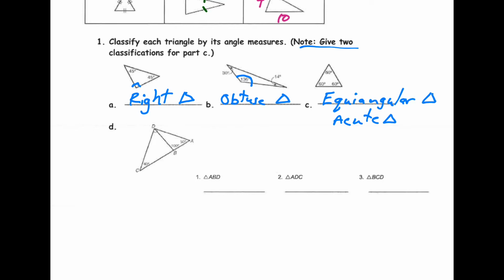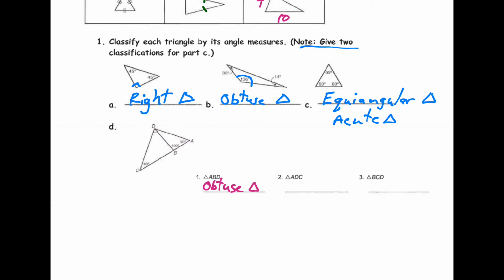All right, part D. Once again, doing the same thing. So here we're looking at triangle ABD. So if I highlight it here, ABD. This one's going to be an obtuse triangle. And we know this because we have a 100-degree angle right there. So we have at least one angle that's obtuse.